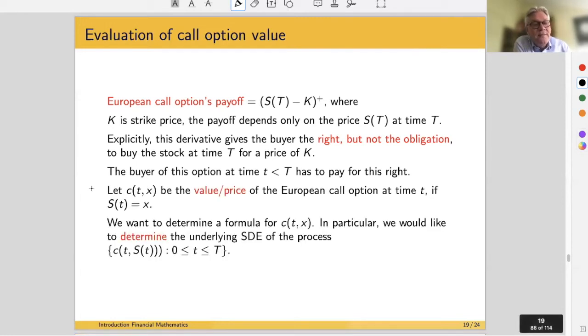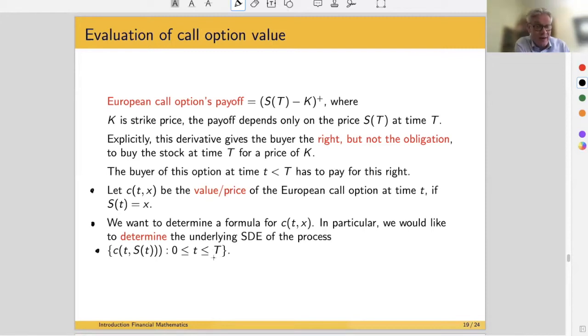Now let small c, depending on T and X, let that be the price or the value of the European call option at time T. And then ST is equal to X. So the value of the option at time T at the value, stock value ST. We would like to determine a formula for c(T, X). So for any time T, we would like to know the value of the call option. Particularly, we would like to know it at time 0. Yeah, we would like to determine the option value at any time between 0 and capital T.